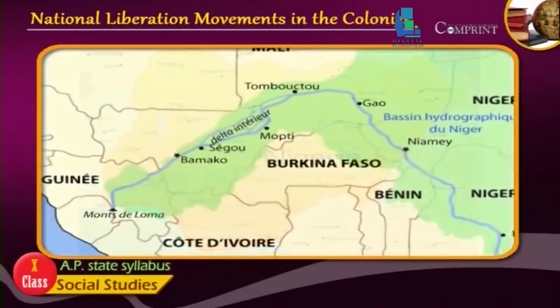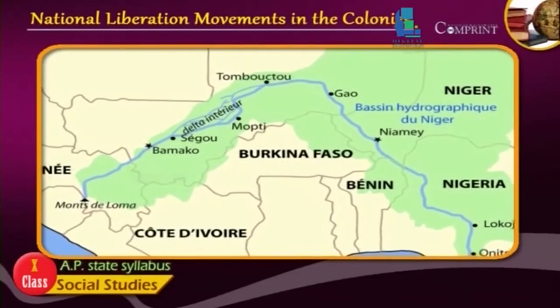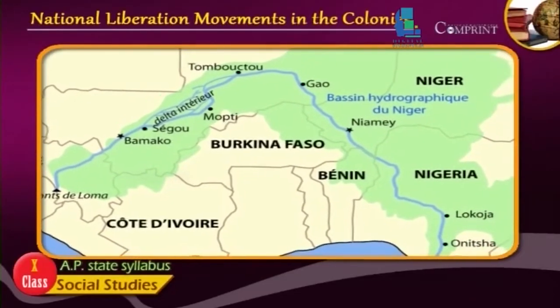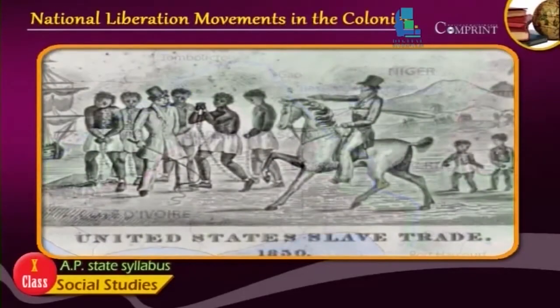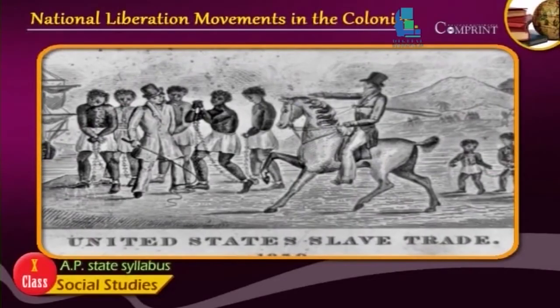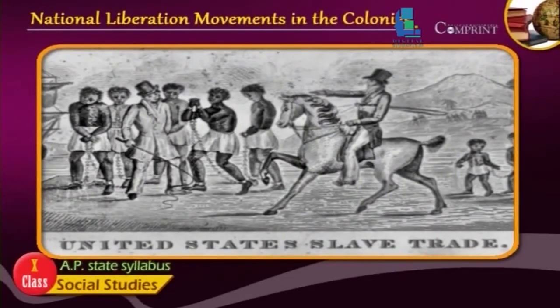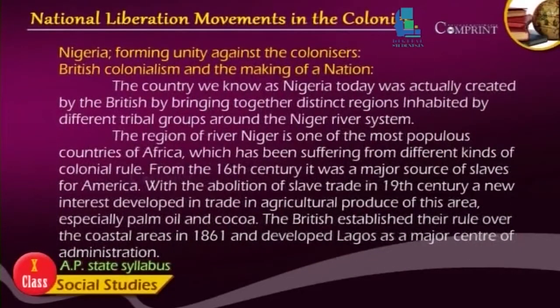The region of the river Niger is one of the most populous countries of Africa, which has been suffering from different kinds of colonial rule from the 16th century. It was a major source of slaves for America.